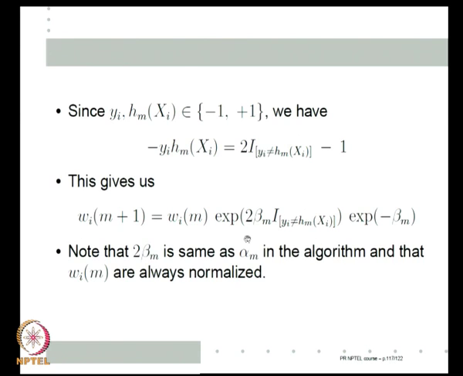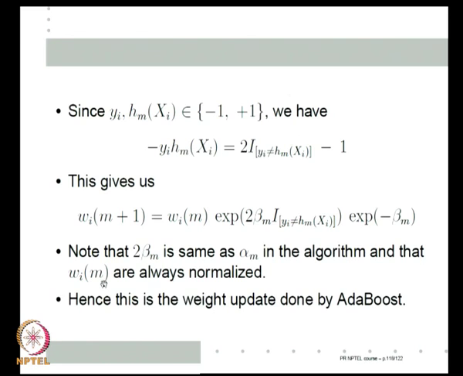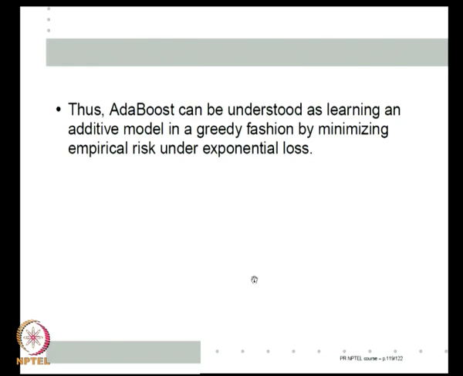w_i^m exponential alpha m I yi not equal to hm xi into some constant. This constant does not matter because I am normalizing it. So, know that 2 beta m is same as alpha m and the w m are always normalized. Hence, the weight update is done by AdaBoost. So, what we have shown is essentially the AdaBoost algorithm is finding a minimizer of empirical risk, not a true minimizer, but an approximate minimizer using a greedy approach, under exponential loss function. Thus, AdaBoost can be understood as learning an additive model in a greedy fashion by minimizing empirical risk under exponential loss.